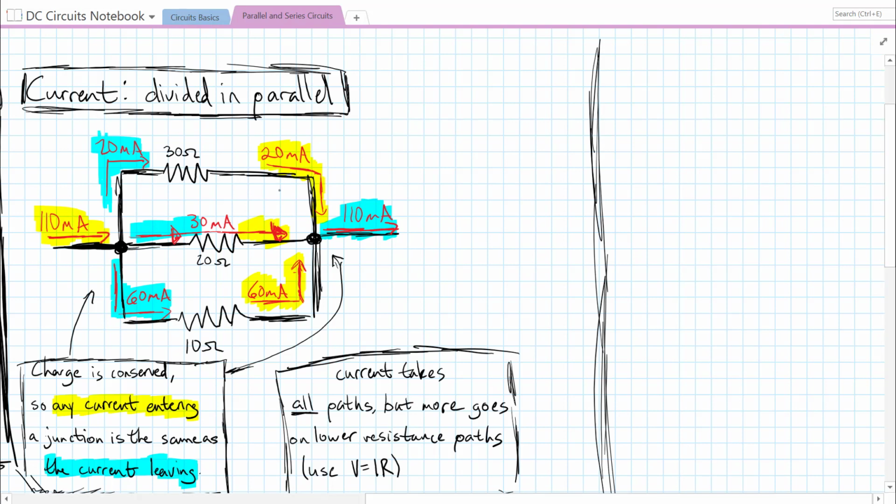We can also see that the current, here we have 20 plus 30 plus 60 milliamps in each of the branches, and they all combine back together to 110 milliamps. So the total current still does stay constant, it's just that it splits and recombines in parallel.